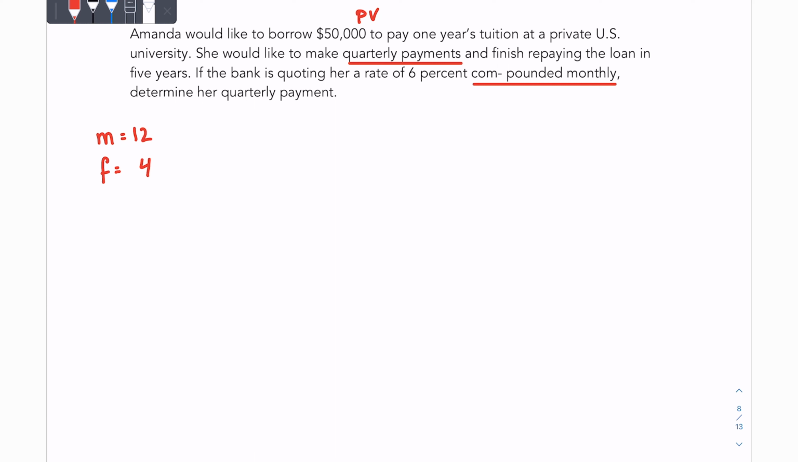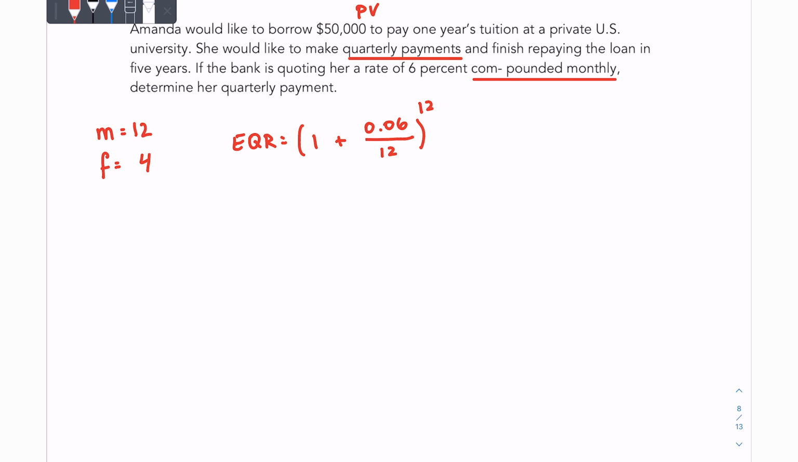The first thing we need to do here to find the quarterly payment is to find the quarterly rate. So to find the effective quarterly rate, we're going to take 1 plus the discount rate of 6% over the compounding, to the power the compounding over the frequency, minus 1. So this is your basic periodic rate formula. And that gives us a rate of 0.01508 per quarter.